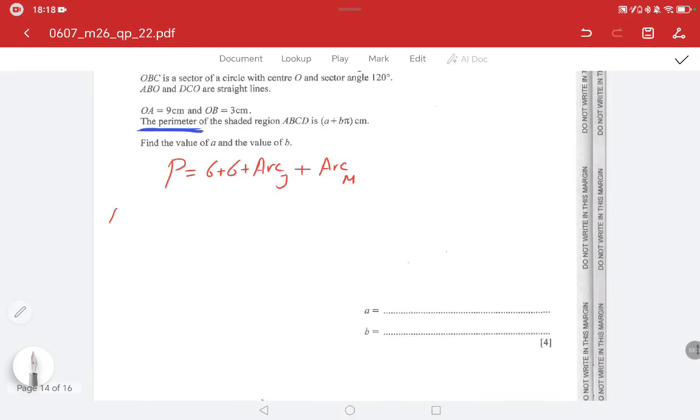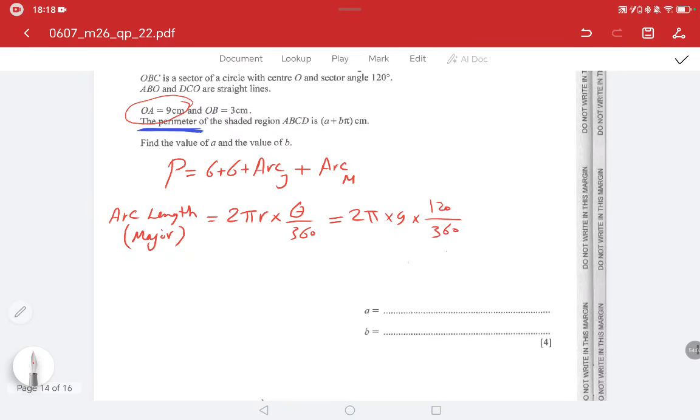So arc length of the major arc, it should be the formula of arc length. It's like circumference, 2 pi r, and the arc length is a part of the circumference, so theta over 360. The same formula we use for the minor arc, so it's 2 pi, and r of the big one is 9, right? So times 9 times the angle 120 divided by 360.